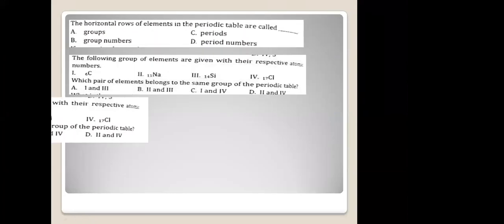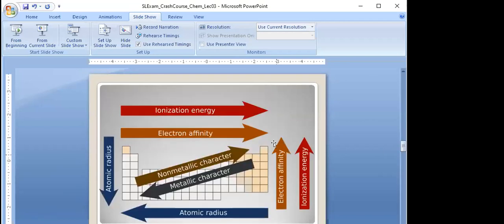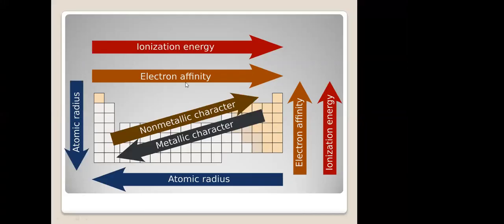Now you'll have to see about ionization energy. Please remember, ionization energy is going to increase from the left to the right side of your periodic table. Any questions? Electron affinity and ionization energy are inverse. If the atomic size increases, the electron affinity, what does affinity mean? The friendship of the electron with the nucleus, that is going to reduce.